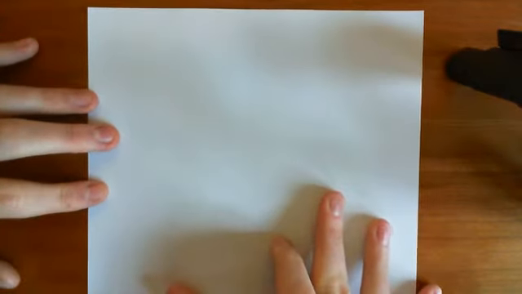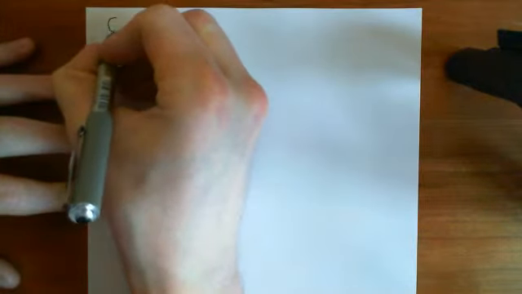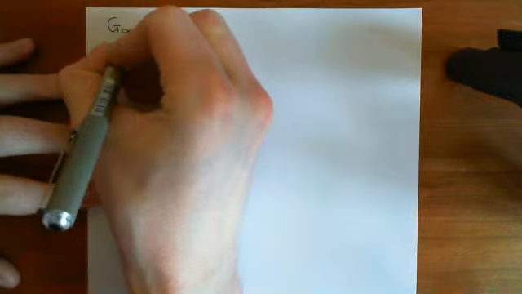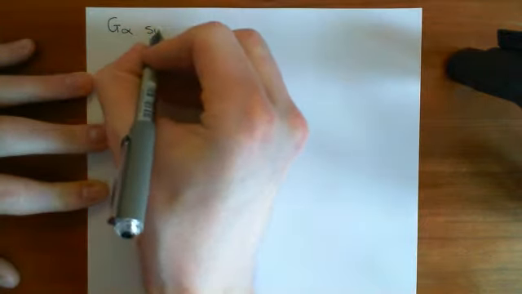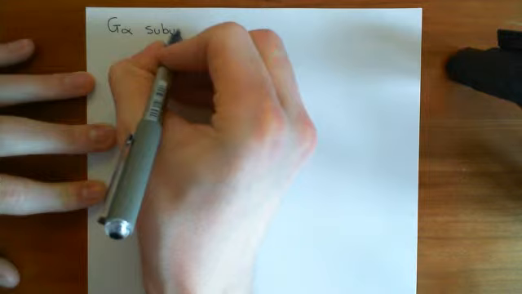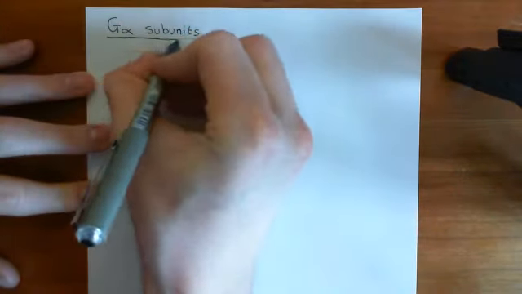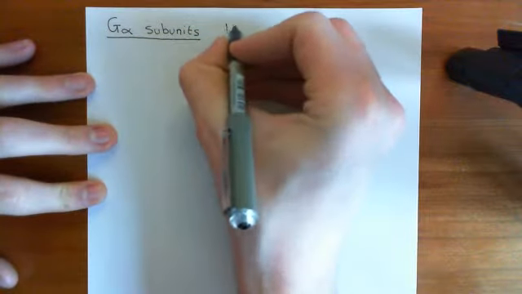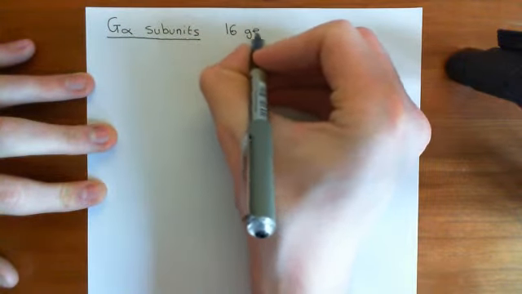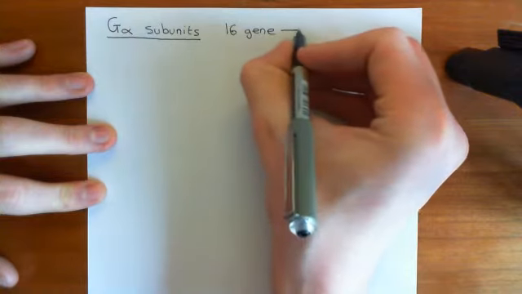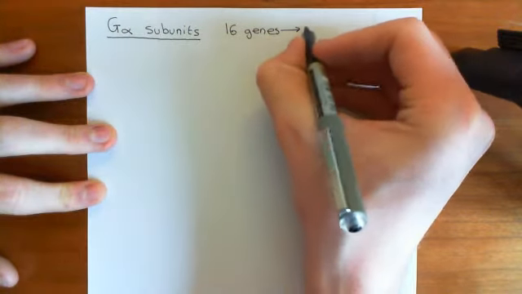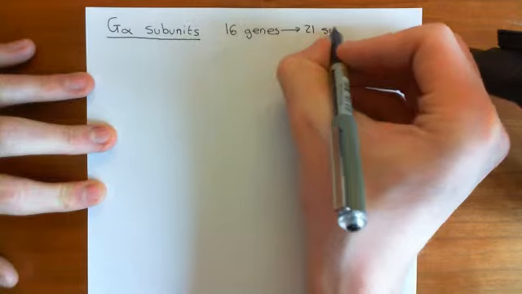So, we want to discuss how many different heterotrimeric G proteins there are. We're going to begin with the alpha subunits of heterotrimeric G proteins, more correctly called the G alpha subunits. There are 16 different genes for alpha subunits, and these code for a total of 21 different known alpha subunits. So 16 genes which give us 21 different subunits.